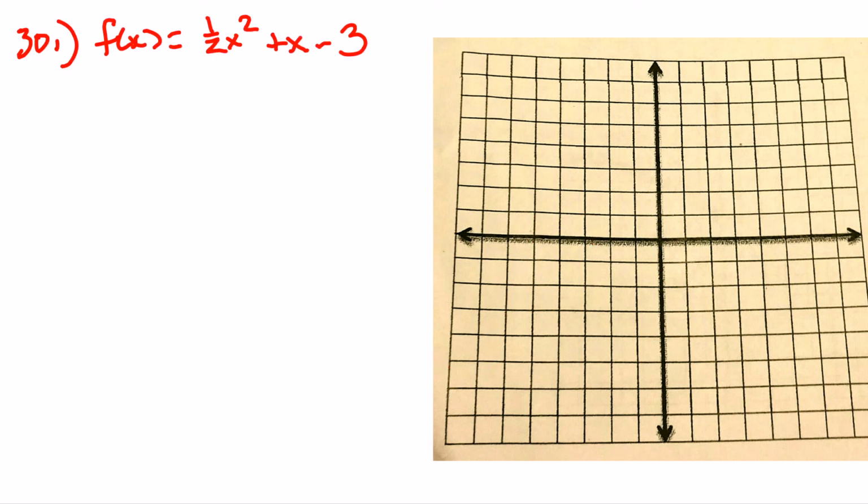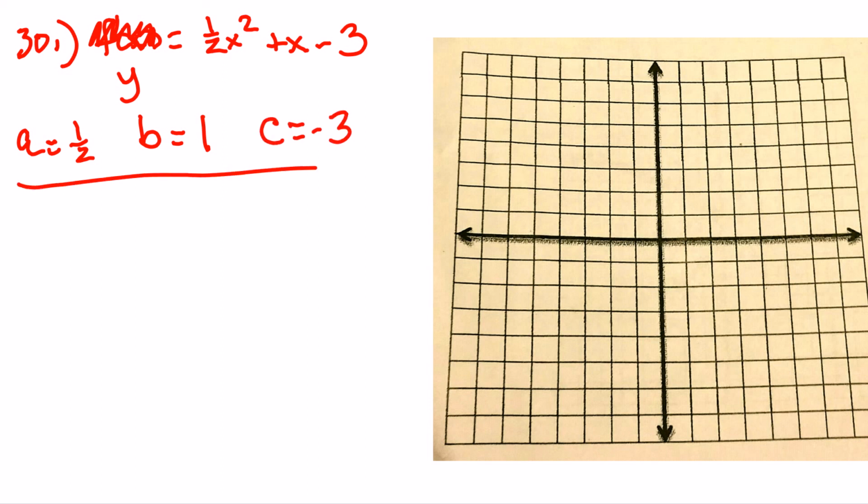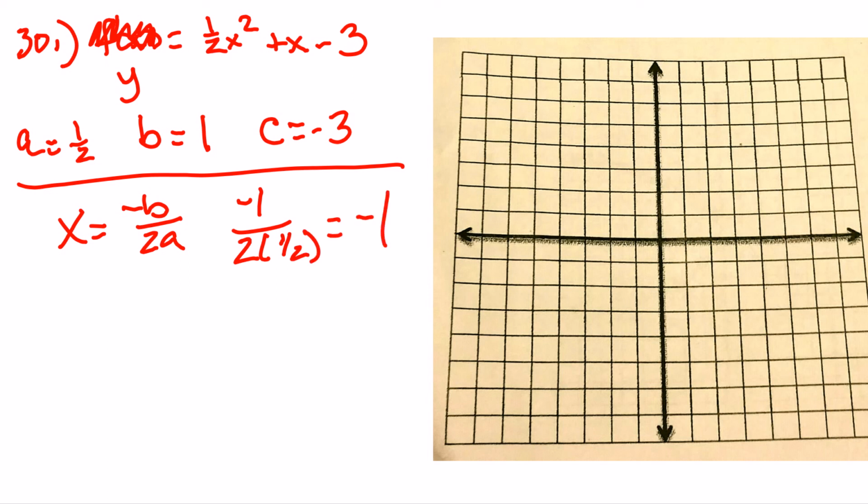Alright, number 30. And remember, if you don't like f of x, because that scares you, just cross it off and put a y. A is 1/2. B is 1. There's no number in front, it's 1. So that's not a 0 for B. And then C is negative 3. I'm going to do step 2. X equals the opposite of B all over 2A. So I have the opposite of 1 all over 2 times 1/2. So I get negative 1.